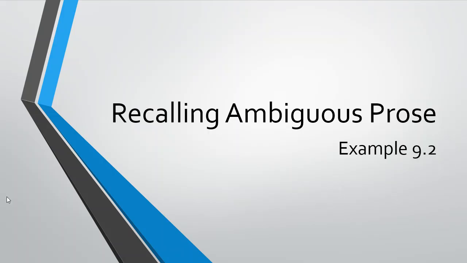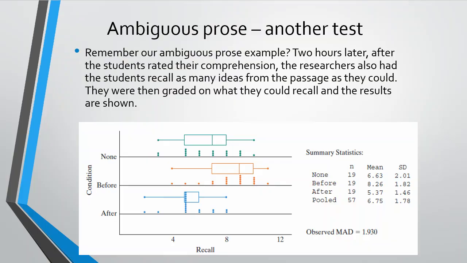Hey, let's jump right into our example for section 9.2, learning ANOVA with a theory-based test. In this example, similar to the example we had in 9.1 where we had that funny paragraph and the picture and whether they saw it or not, we've now modified it a little bit.